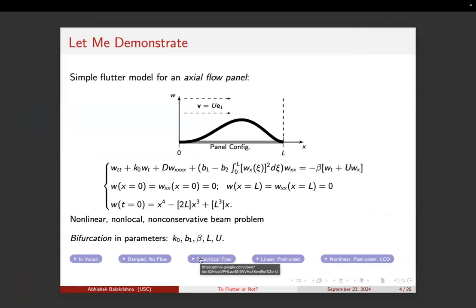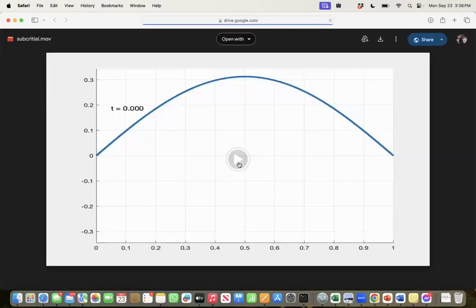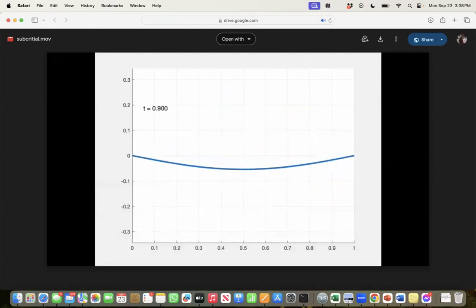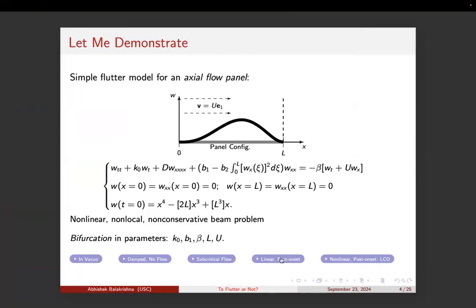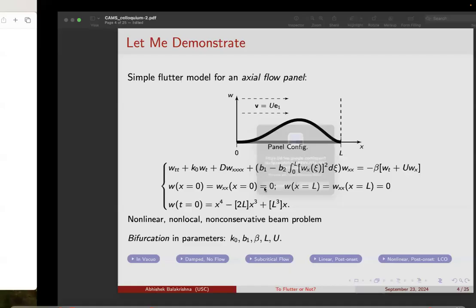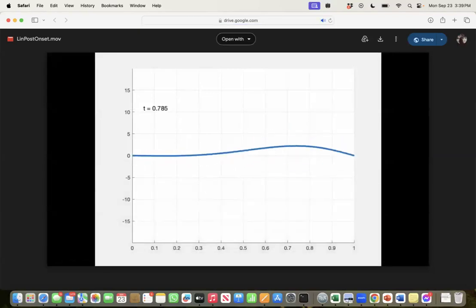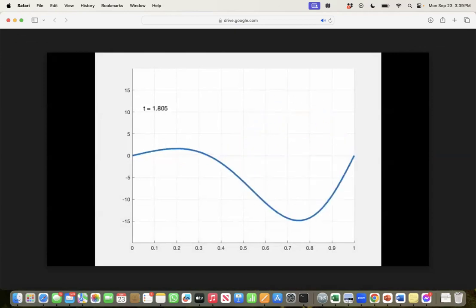Now let's introduce flow. This is where the bifurcation part of the problem comes in. There's a critical value of flow beyond which we expect the bifurcation to occur, and then we see flutter. In the subcritical flow, what do we see? Here we have flow, and as you can see, it's affecting the movement of the plate, but the damping is still able to dominate and kill the oscillations. Now we increase the flow beyond the critical value, and we see the onset of flutter kicking in. But since we have not introduced nonlinearity, the amplitude keeps going up.